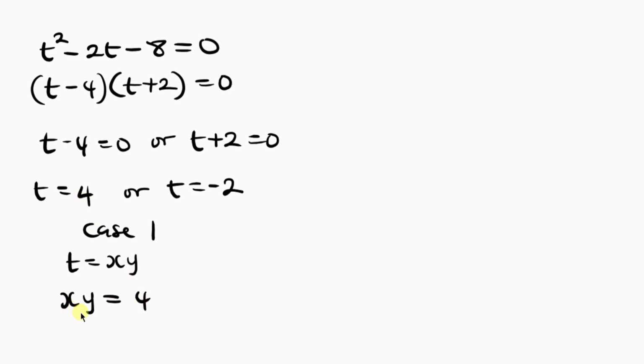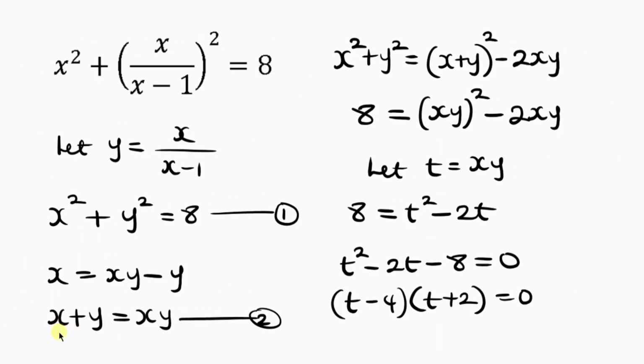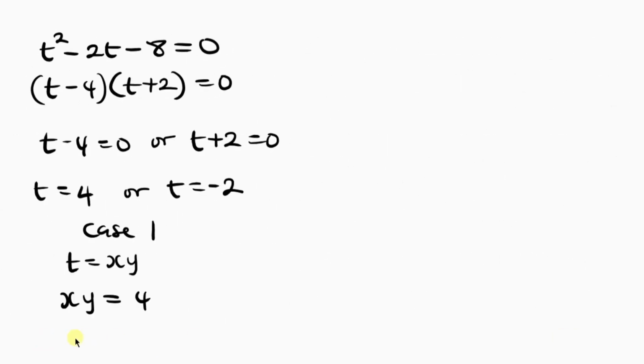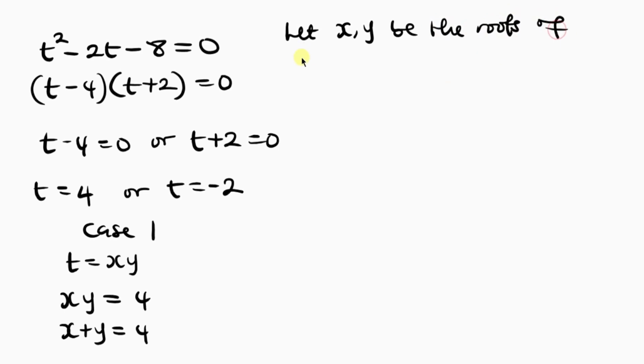And remember what we said from the previous slide. Let me show you real quick. From equation 2, we said x plus y is equal to xy, so they are going to be having the same values. So we are saying that x plus y is also equal to 4, because x plus y from equation 2 is the same thing as xy. Now, this is looking very interesting. Now, we can do something by saying that let x and y be the roots of the quadratic equation.